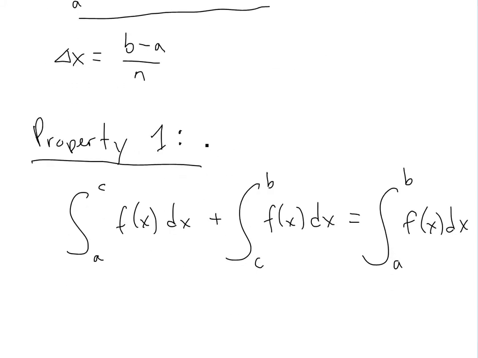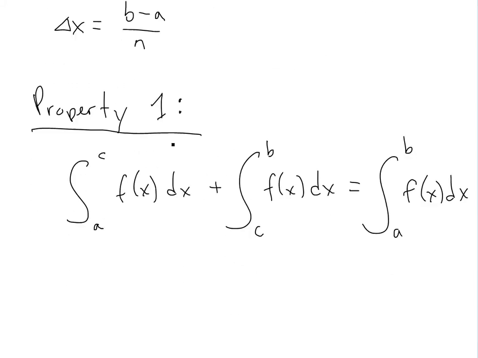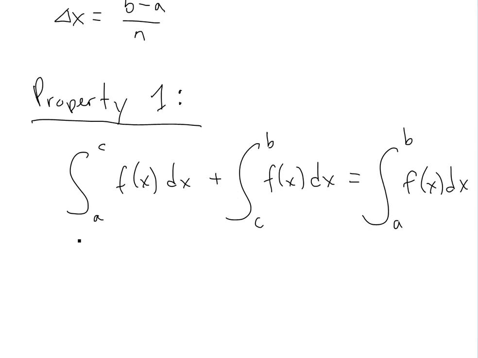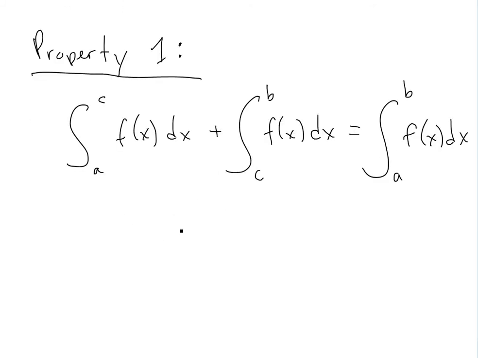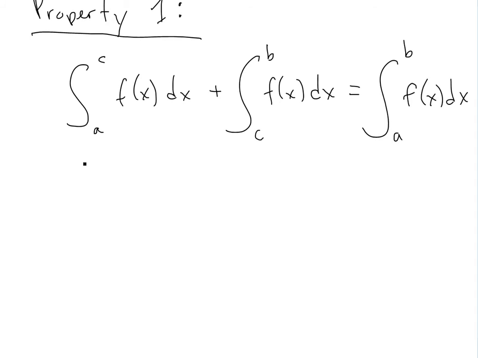But let's look at property 1 of this video series here. If you have the integral from a to c of f(x) dx, plus the integral from c to b of the same function, then this equals the integral from a to b. So this is kind of doing intervals of the integrals. The proof is a bit complex to do, but I can show visually why this is true.